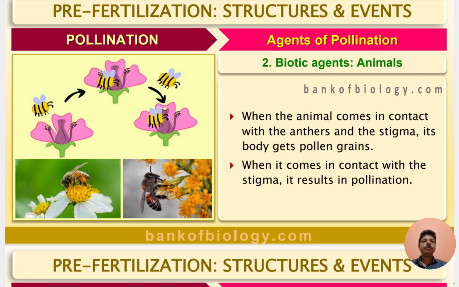Next, when the animal comes in contact with the anther and the stigma, its body gets pollen grains. When it comes in contact with the stigma, it results in pollination. Simple.